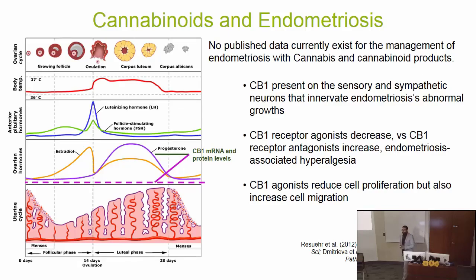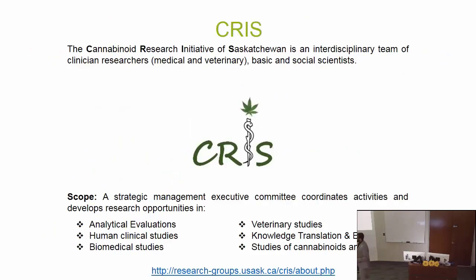In humans. So that brings me to something that I think is really important, which is CRISP. So CRISP is the Cannabinoid Research Initiative of Saskatchewan. Our goal is to be able to form this interdisciplinary team of scientists. We currently have 45 scientists working here on campus that are all looking at different aspects of cannabinoids, both as medicine and as an agricultural product. What we want to do is filter anecdotes to provide evidence-based medicine for cannabis, and we're moving along pretty well.